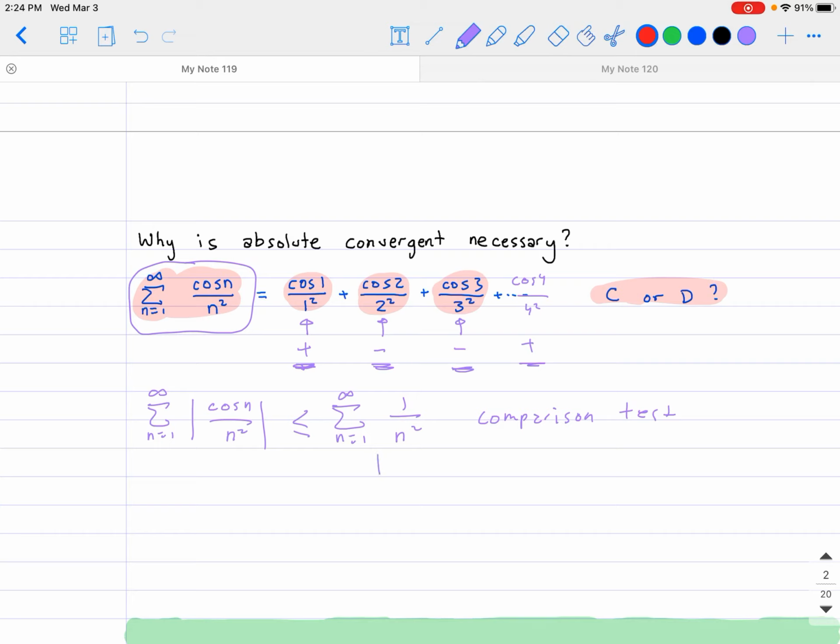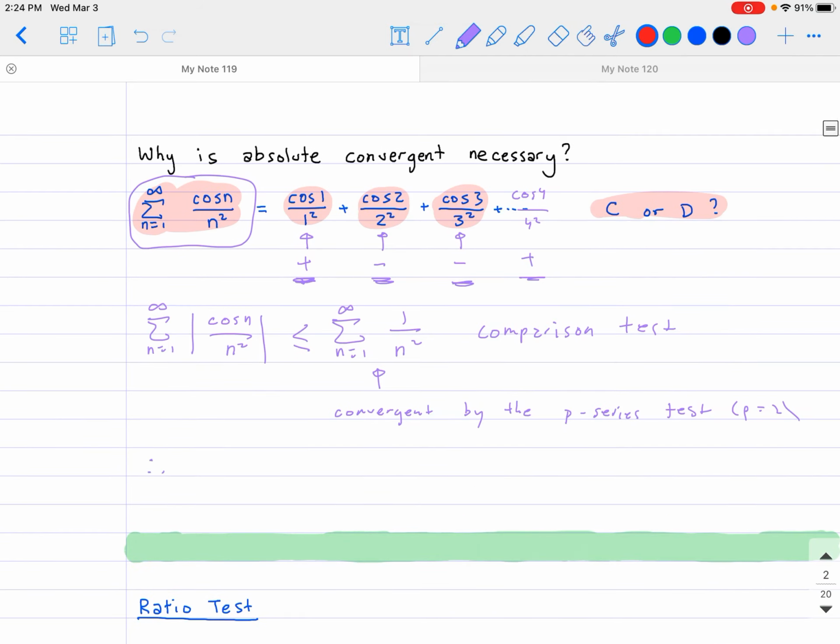And now this part is good, because that means that this right here is going to be convergent. And we know this because it is convergent by the p-series test, since p is equal to 2.